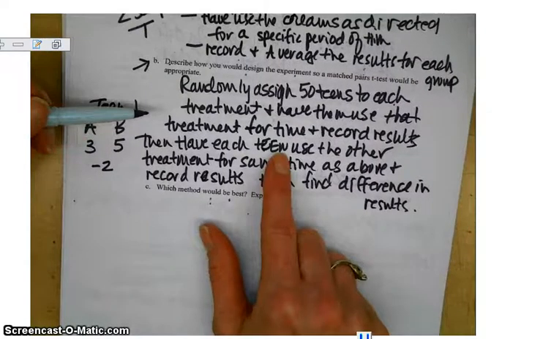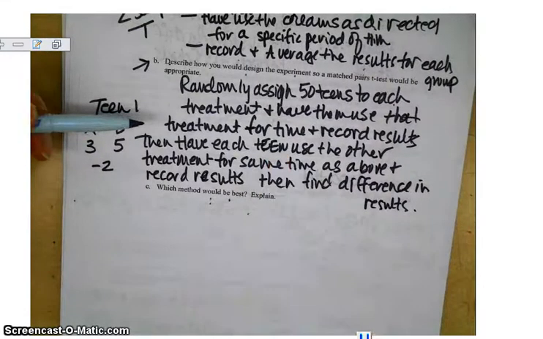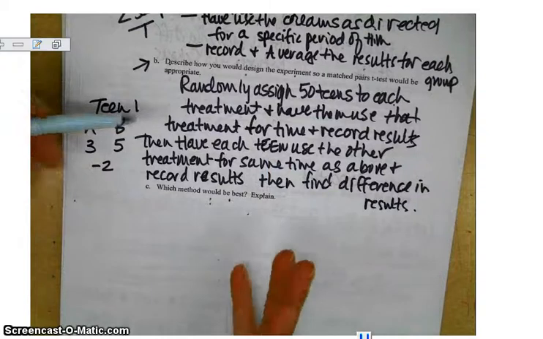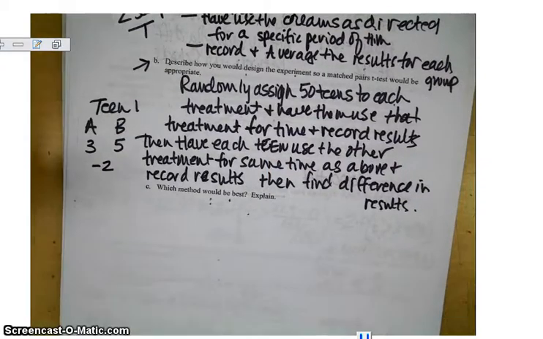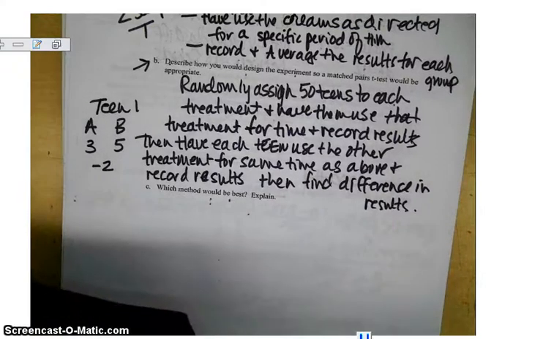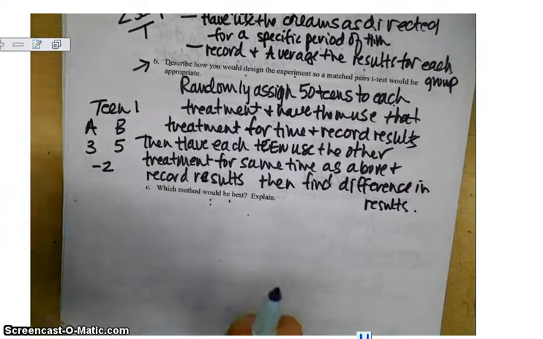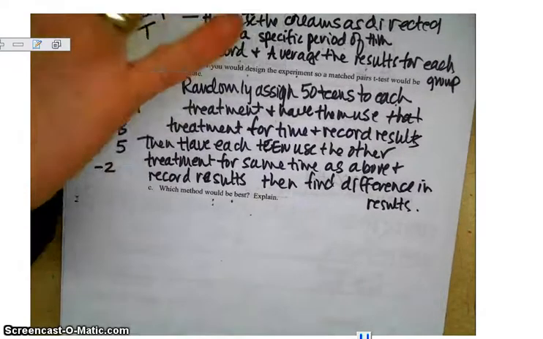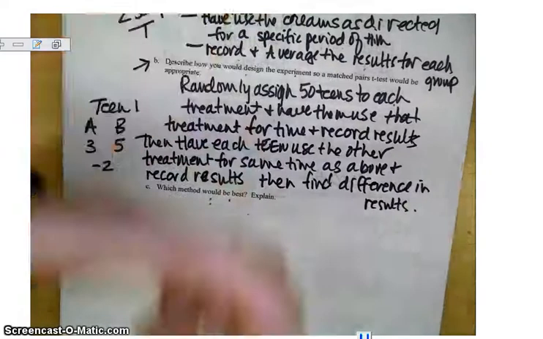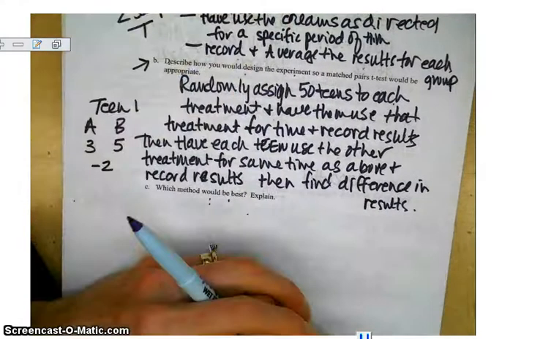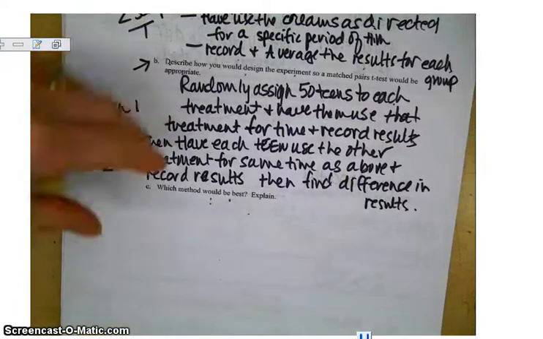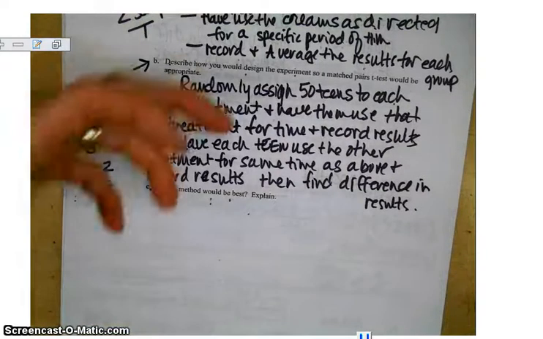Now, are there other ways to do this? Yes. You could pair the subjects up to start with. You could have them all see a dermatologist and pair them up by their skin conditions. There's different types of acne, and some of it's in different places on their face. So you'd pair the teens up that are very similar, and then you'd randomly assign them to use A or B. So whichever one uses A, the other one would use B, and then record their number of new pimples at the end and subtract those. So you could make 50 pairs. There's different ways to do matched pairs.